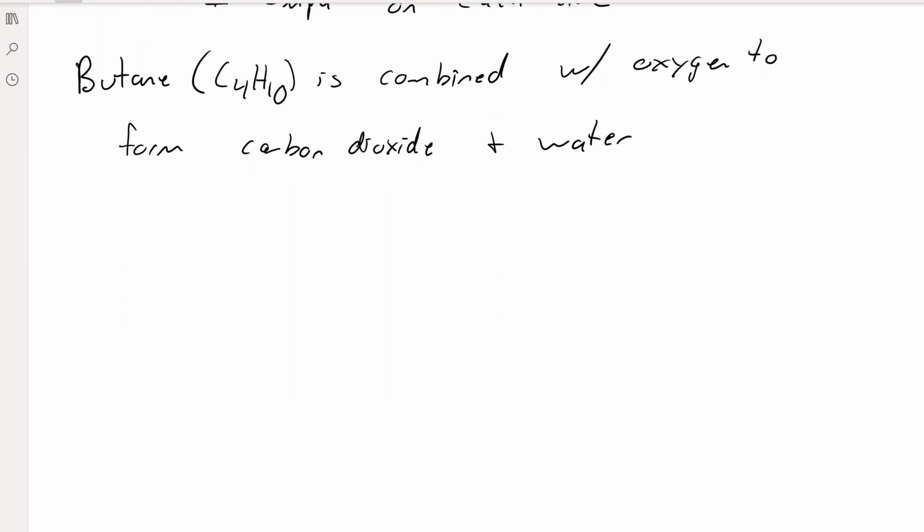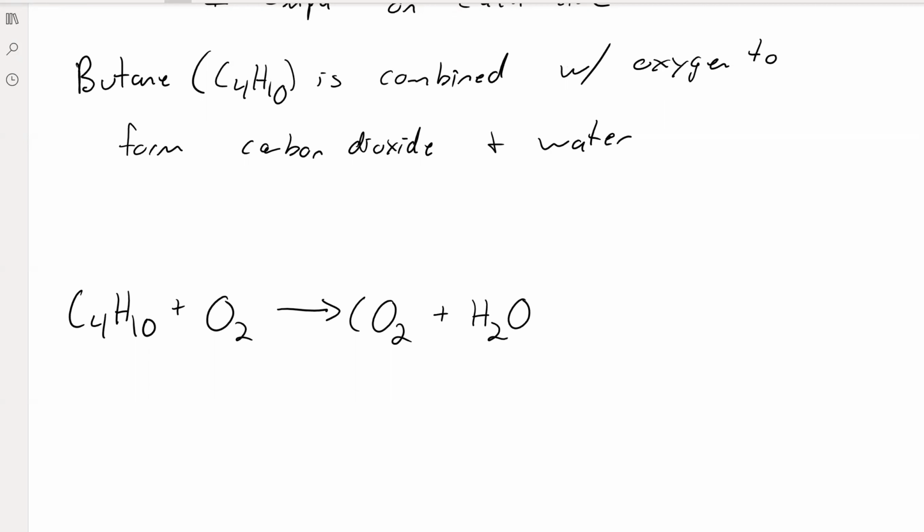So our first step is taking this sentence and forming a chemical equation. We're told butane, C4H10, is combined with oxygen, so plus O, and remember oxygen is a diatomic gas, so it's going to be O2, to form. So we give that arrow to the product side. Carbon dioxide is 1 carbon, 2 oxygens, CO2. And then, of course, water is H2O.